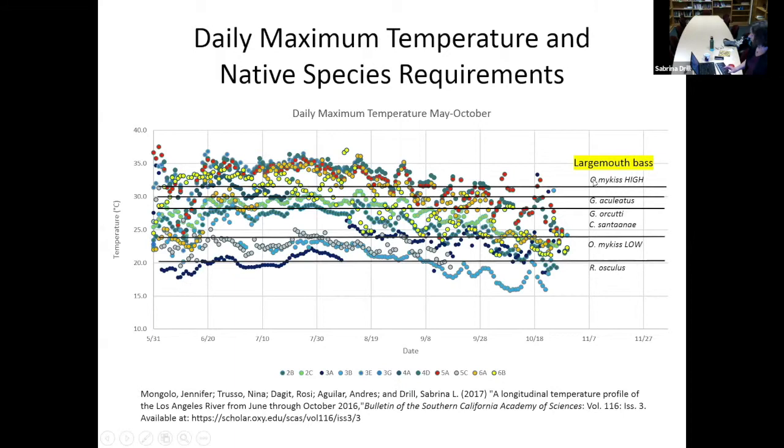So what do you think the temperature requirement of largemouth bass is? Right up there at the top. So largemouth bass would just be an example. This could be green sunfish, this could be channel catfish, but we have all of these species that are doing really well because we've altered the environment to make it better for them than it is for our native species.